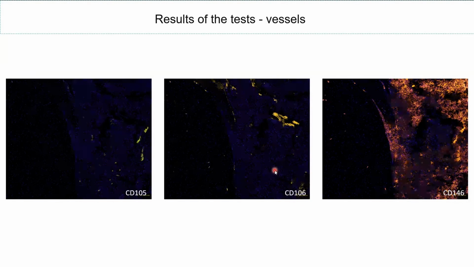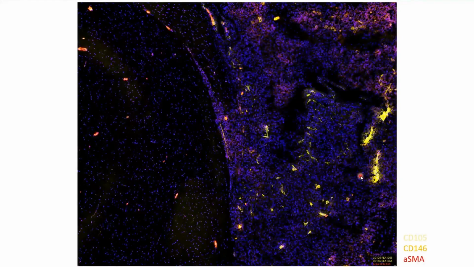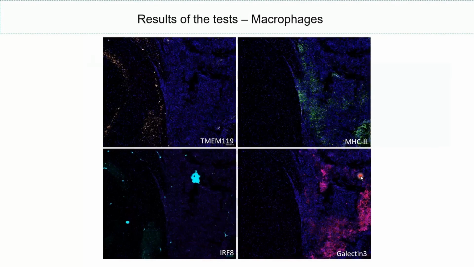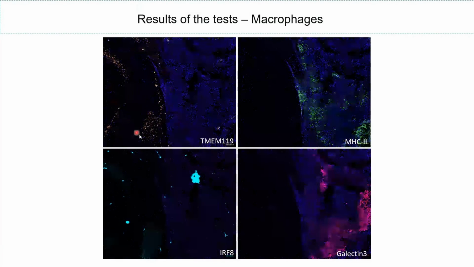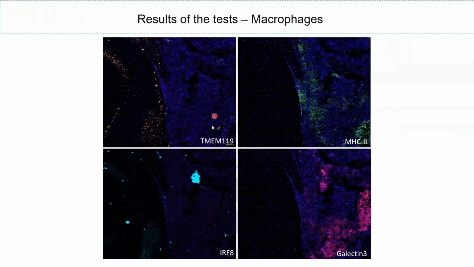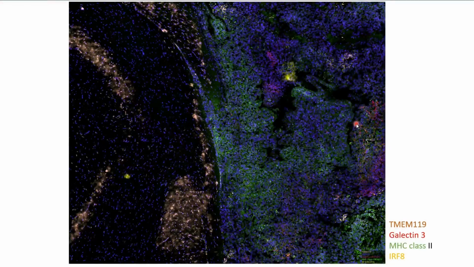We also did a panel to analyze vessels, angiogenic vessels, or to stain adhesion molecules. Here is a merge. And we did the same for immune cells and macrophages. So TMEM to analyze the microglia cells. We can see here again the clusters of microglia and the homeostatic microglia in the parenchyma. And we could see that, for example, this microglia is probably activated because it co-expressed MHC2. And this is a merge.